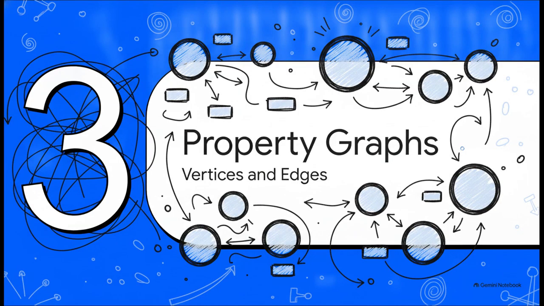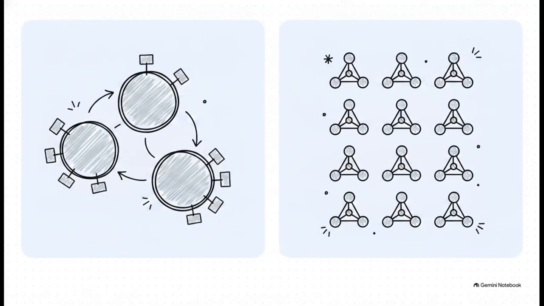All right, Part 3. Property graphs, vertices and edges. In Chapter 2, Kleppmann highlights two primary ways to actually structure this graph data. We're going to start by looking at property graphs, famously implemented by systems like Neo4j, before we compare them to triple stores, which you'd find in databases like Datomic.